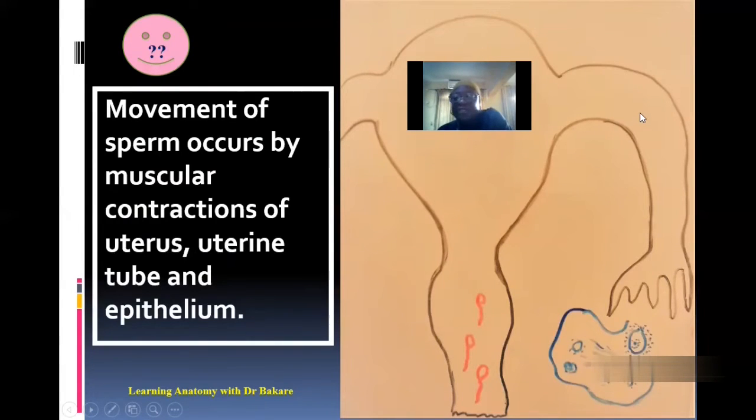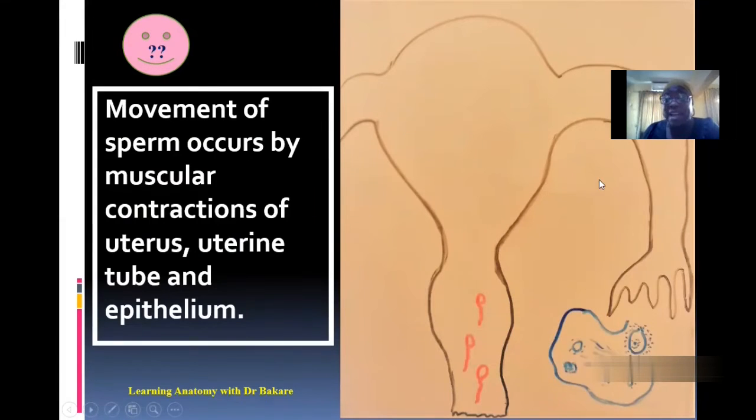Then another event that also enhances the movement of the egg along the tract, and also the sperm cell that is discharged or released into the vaginal canal to move to the region where fertilization will take place, is the muscular action. The muscular action, in terms of contraction of the uterus and the uterine tube, allows for the upward movement of the sperm cell and also the oocytes.